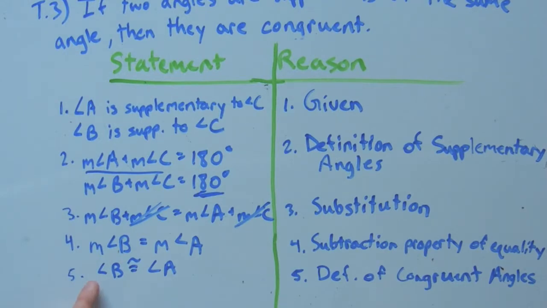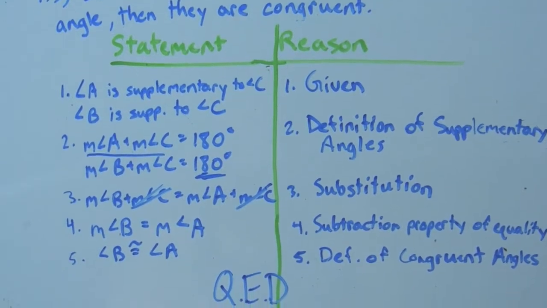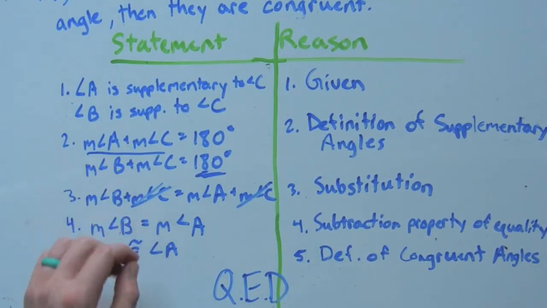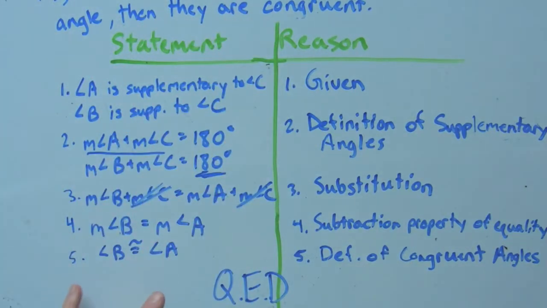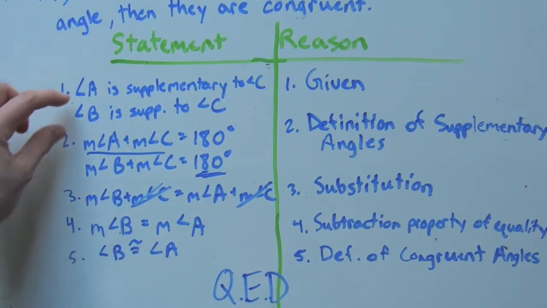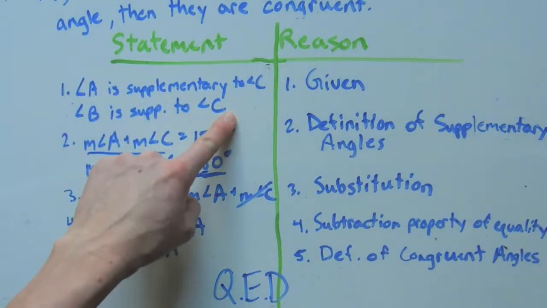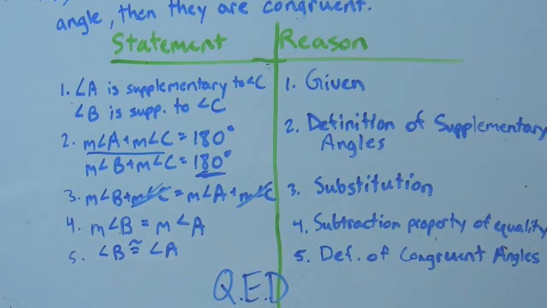And finally, step 5. Angle B is congruent to angle A. And that's because of the definition of congruent angles. If two angles are equal in measure, then they are congruent. And that is what we needed to prove: that if two angles are supplements of the same angle, then they are congruent. Angle B is congruent to angle A. So the two angles that were supplementary to the same angle are congruent.